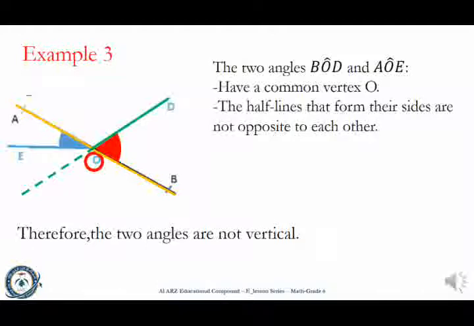Let us start. If we extend OB, we get OA. But if we extend OD, do we get OE? No, we don't. So OE is not opposite to OD. Therefore, the half lines that form their sides are not opposite to each other, and the angles are not vertical.